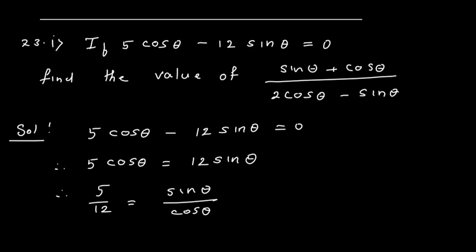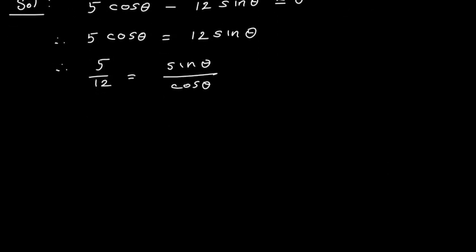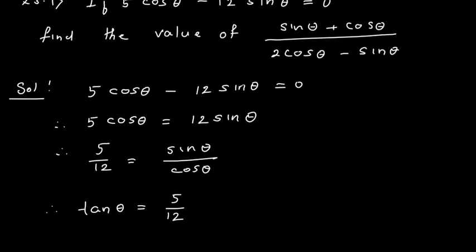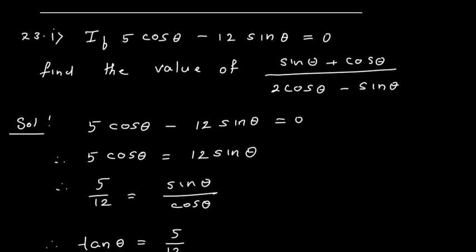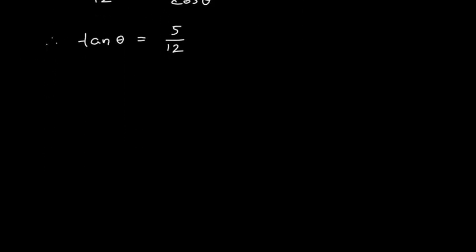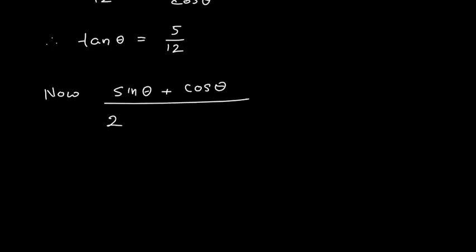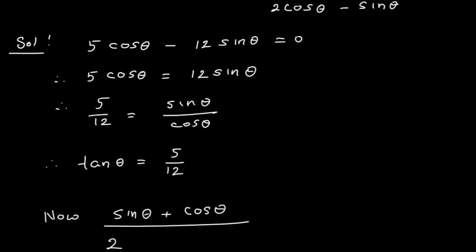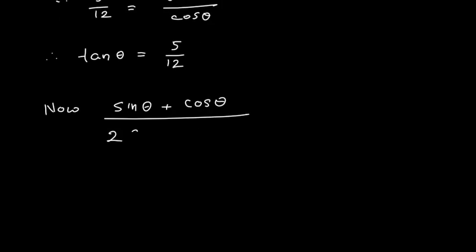So here we get the value of tan theta. Therefore I will say that tan theta is 5 upon 12. Now we have to find the value of (sin theta plus cos theta) upon (2 cos theta minus sin theta). So now I will say that (sin theta plus cos theta) whole divided by 2 times cos theta minus sin theta.